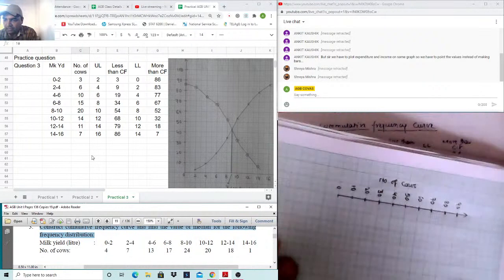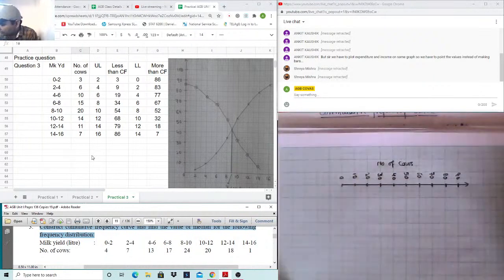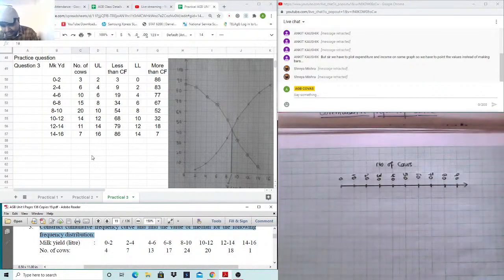So we will be just now drawing your x-axis.